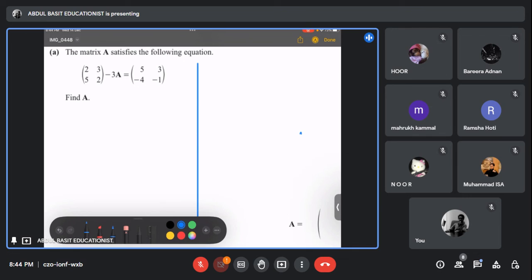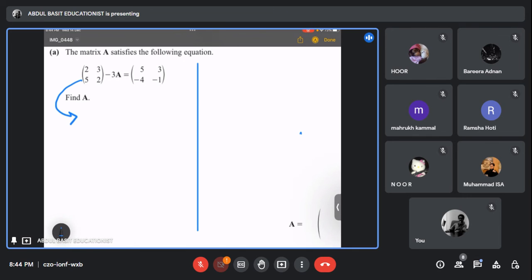I say, Isa, that this matrix is, for example, x. So x minus 3A equals 5, 3, minus 4, minus 1. Right, Isa? Is this clear? Yes or no? I want to make x a subject.